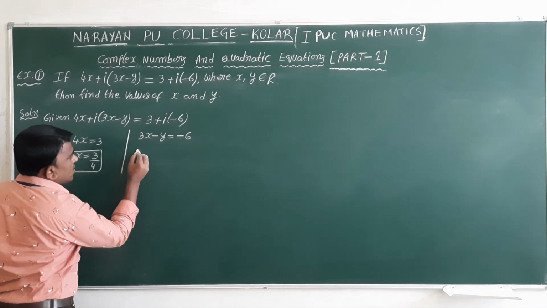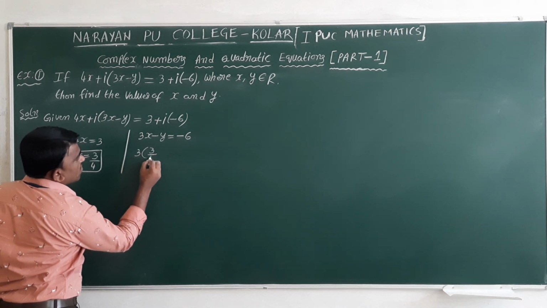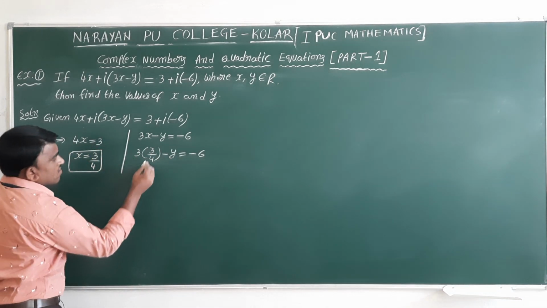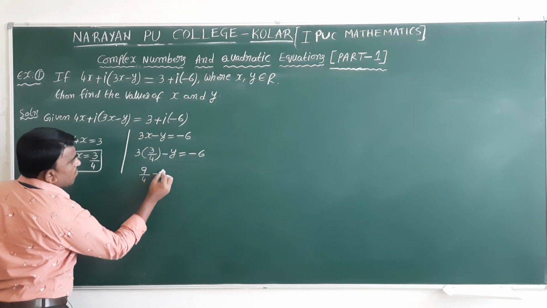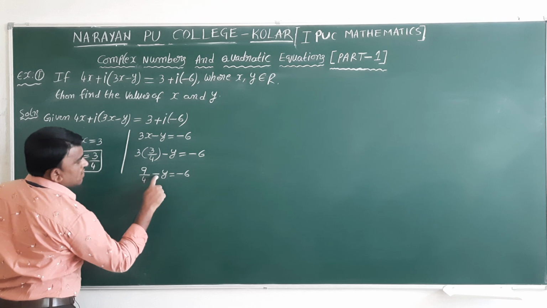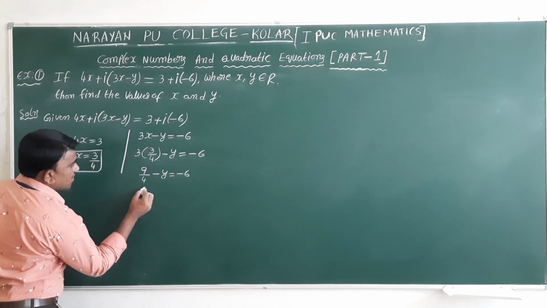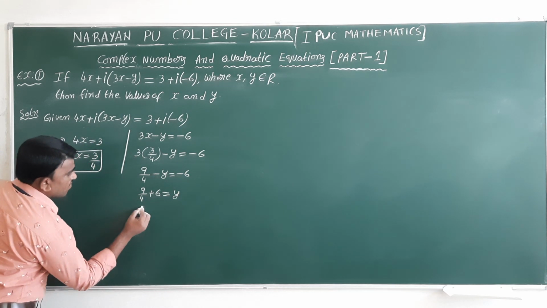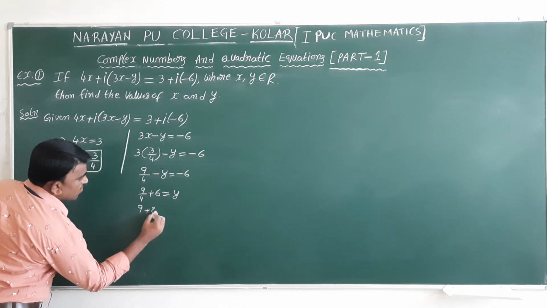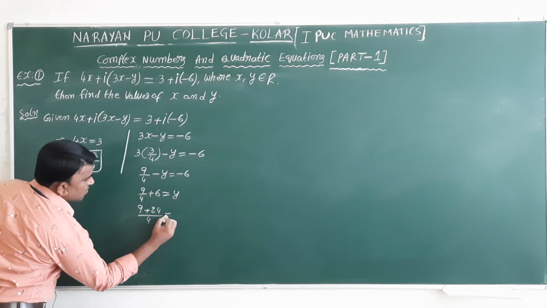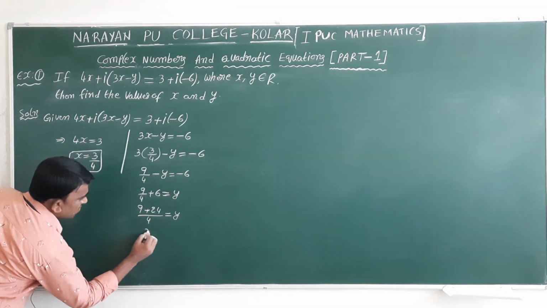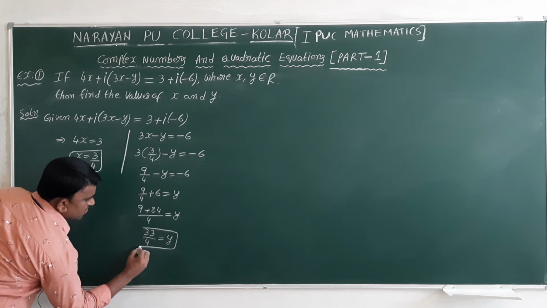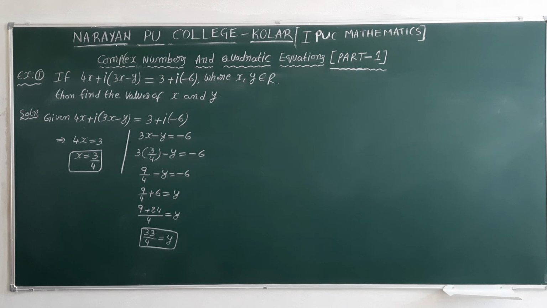So substitute this x value here: 3 into 3/4 minus y equal to minus 6. So 3 times 3 is 9/4 minus y equal to minus 6. Send the minus y to the right side and the minus 6 to the left side: 9/4 + 6 = y. Take the LCM: 9 plus 4 times 6 is 24, so (9 + 24)/4 = y. That is 33/4 = y. Those are the x and y values.